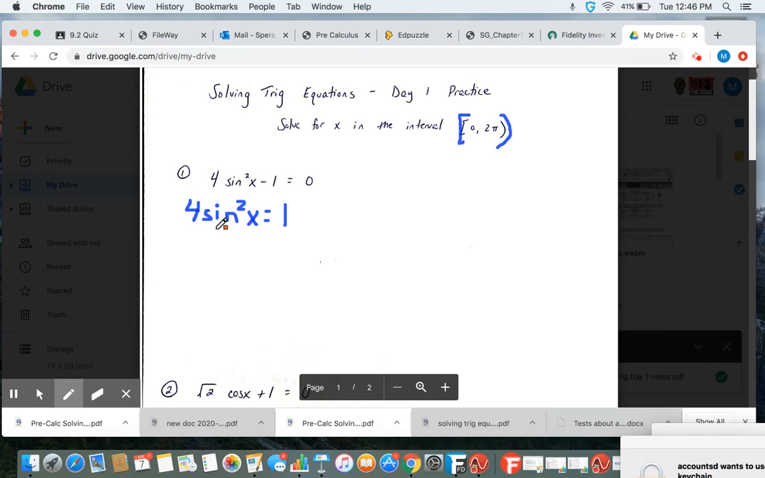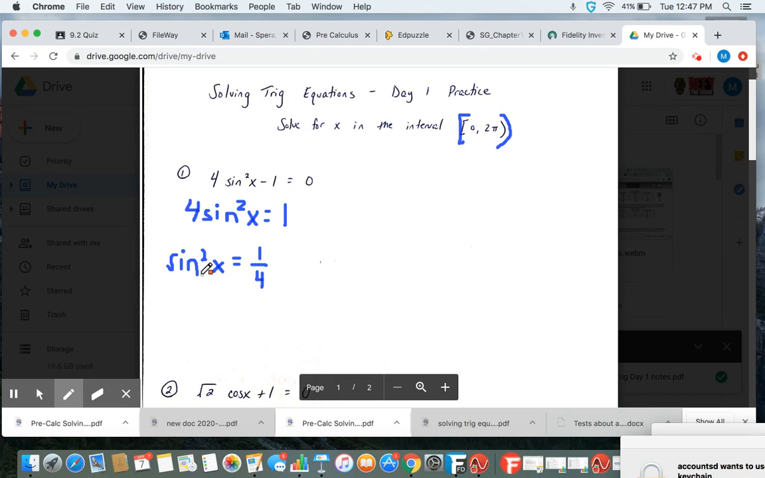Okay, and continue to get this sine squared x by itself. So we're going to divide by 4. And that would give us sine squared x equals 1/4. So we're just trying to isolate the variable here, but the variable in this case with trig equations is not just x squared. It's also, in this case, sine squared x. So sine is with it. So now we've isolated it. We've got it by itself, right?